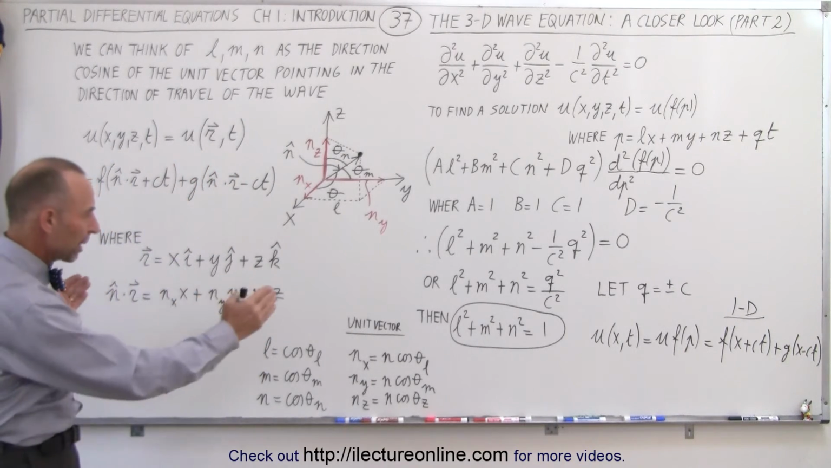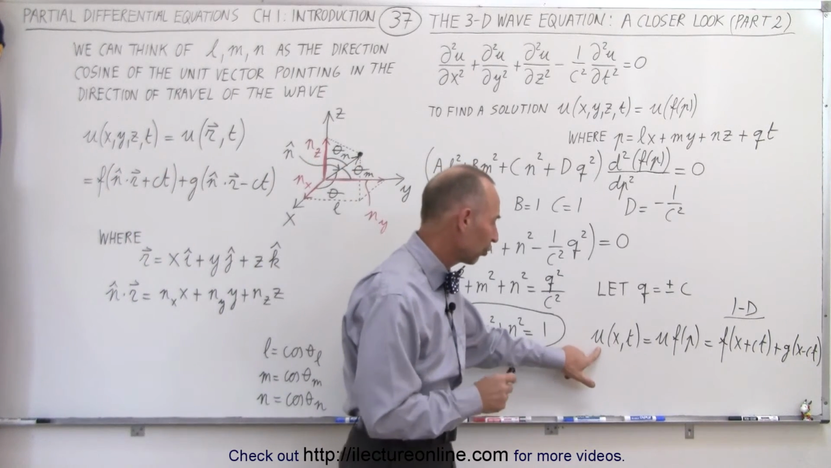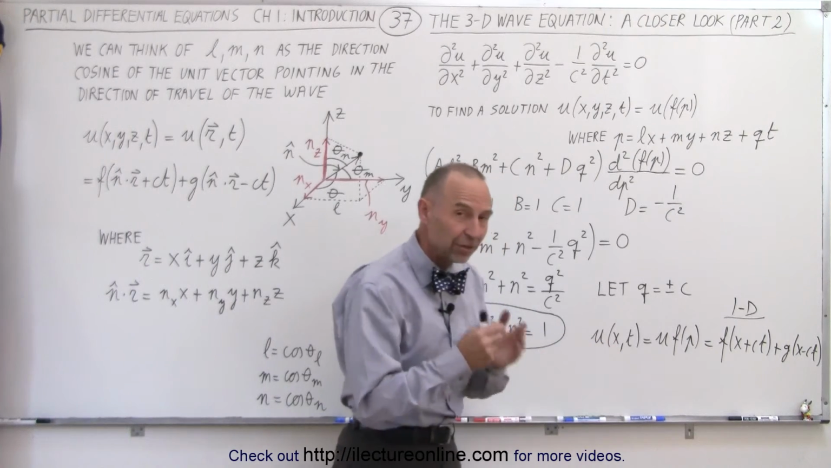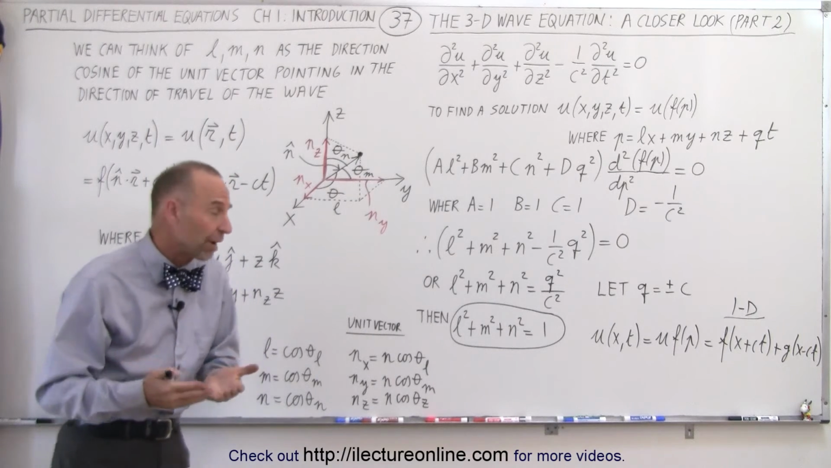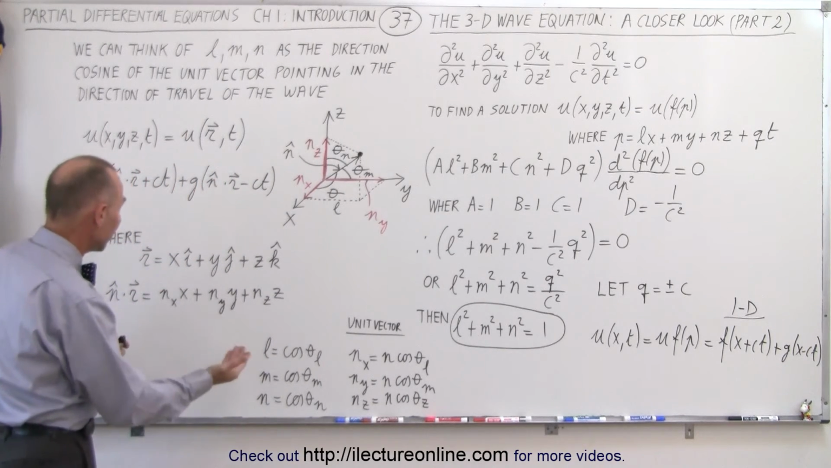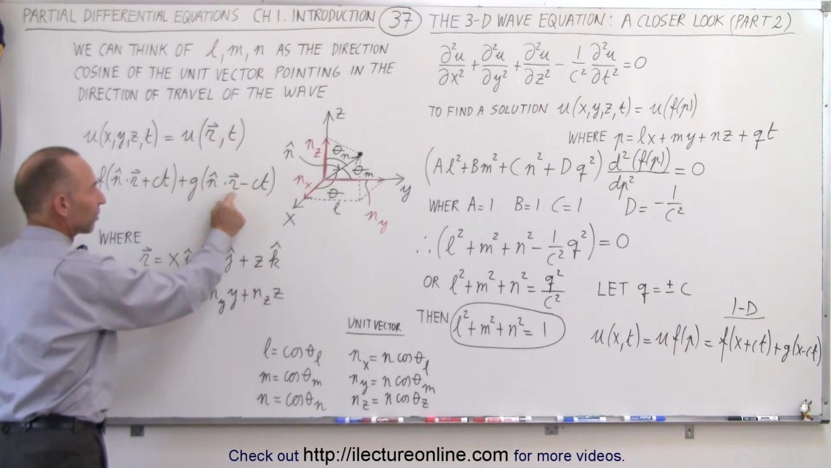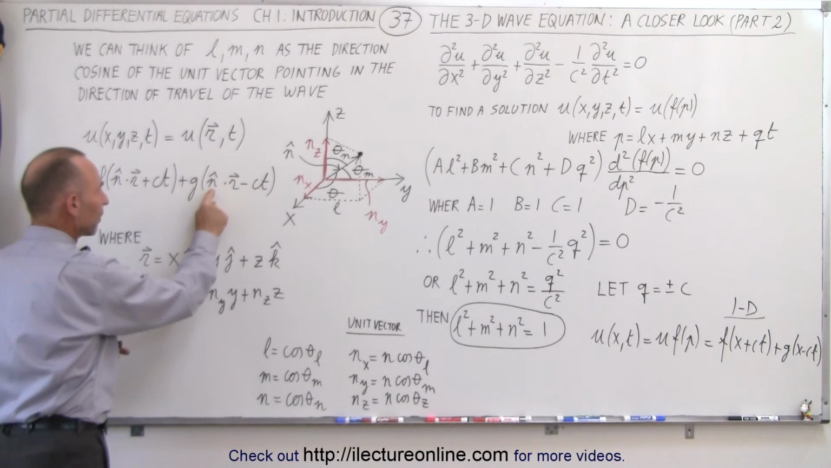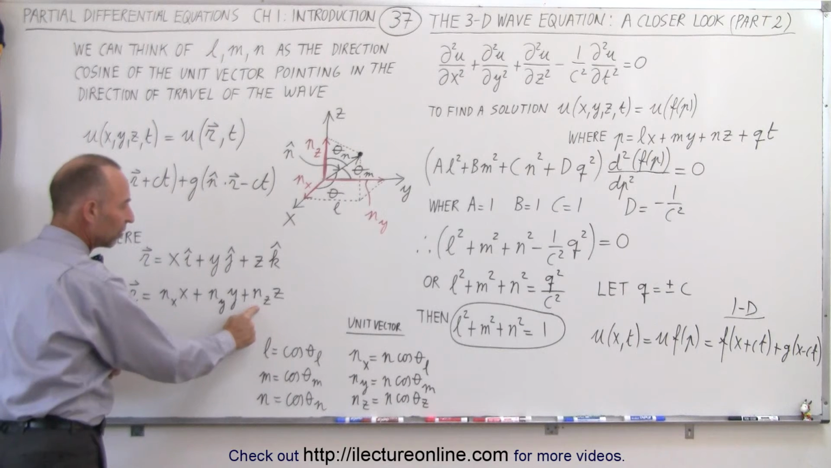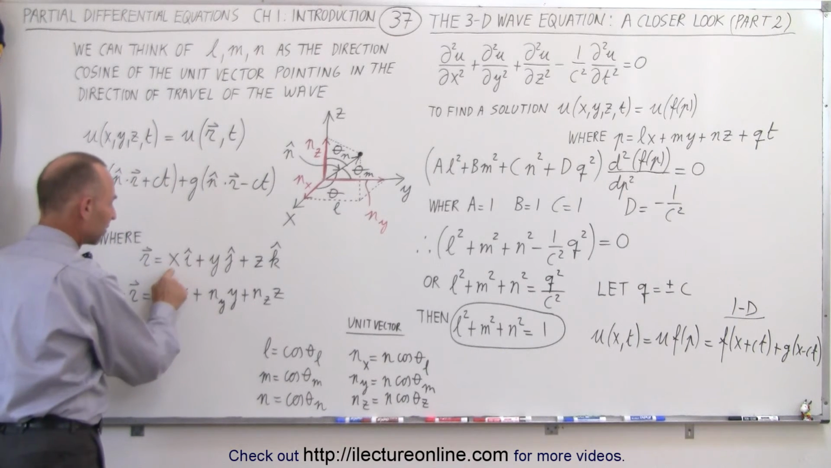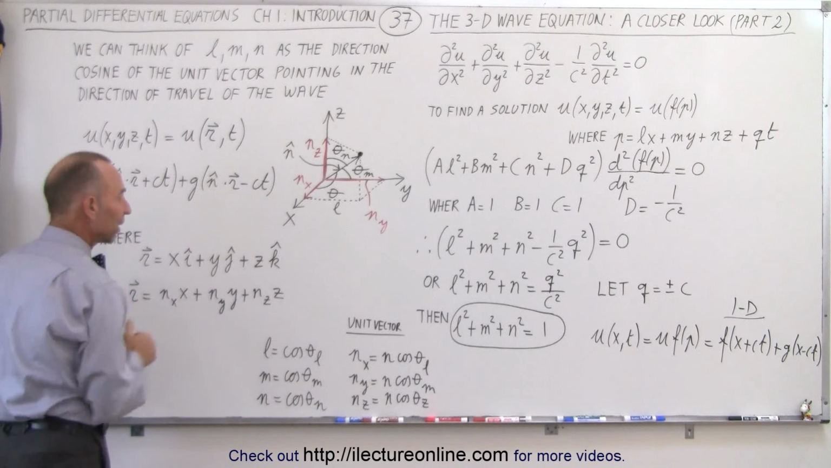So in summary, to compare the two solutions, notice that here we have the solution in terms of x and t, the distance traveled in the x direction and the time elapsed. Here we need to account for the distance traveled in all three directions, x, y, and z, which can be accomplished by taking the unit vector and multiplying it times the position vector via the dot product. The unit vector can be written as n sub x in the x direction, n sub y in the y direction, n sub z in the z direction, and the position vector is x in the x direction, y in the y direction, and z in the z direction.